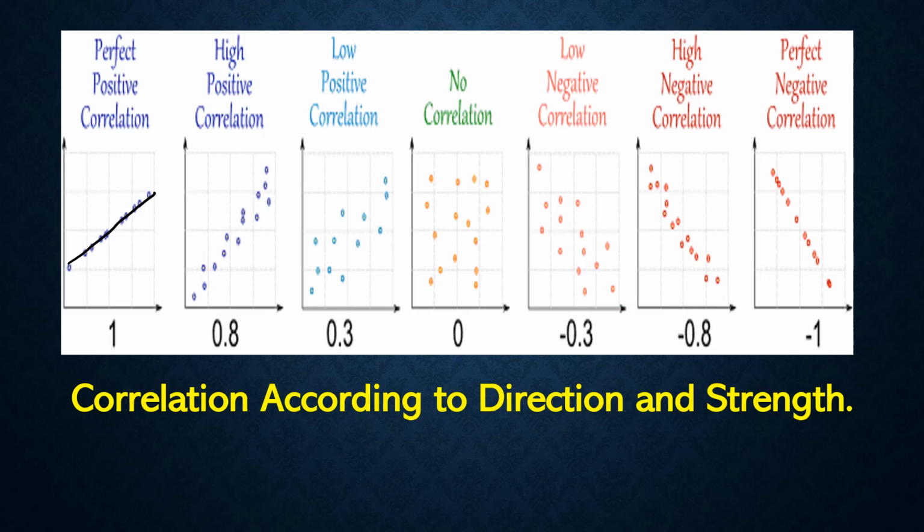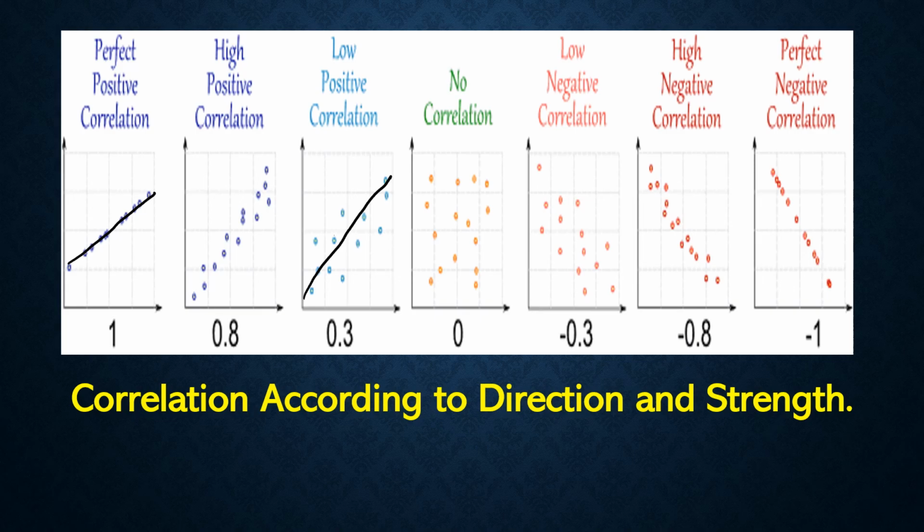We also have low positive correlation, wherein you can see a straight line. However, there are some points that are scattered. Unlike high positive correlation with just a few scattered points, here there are more scattered points, but you can still see the straight line. There will be no correlation if the points are scattered and you cannot see any direction in the scatter plot.